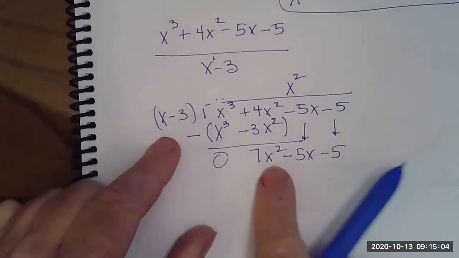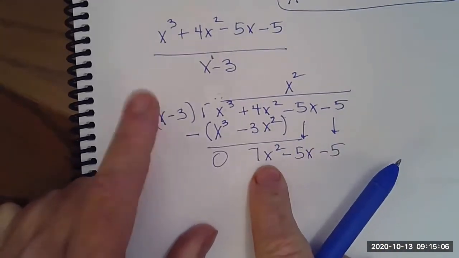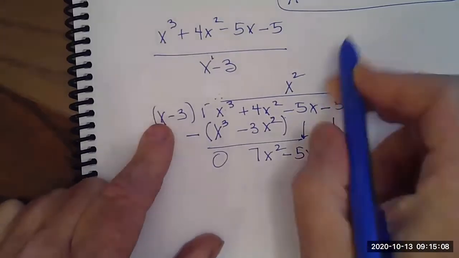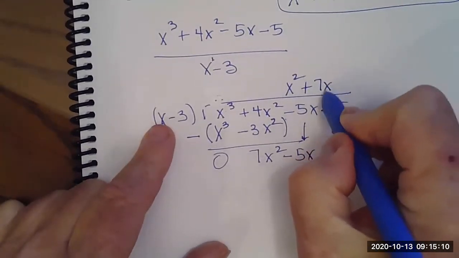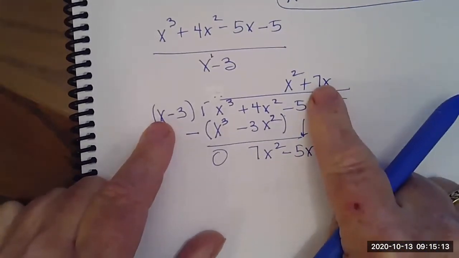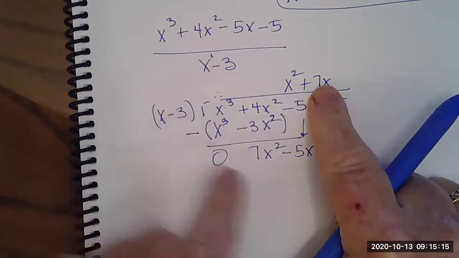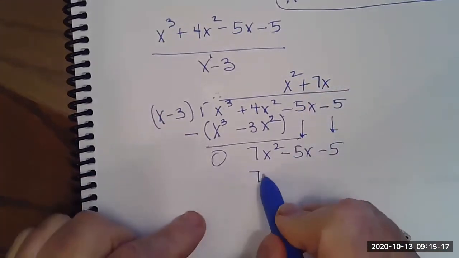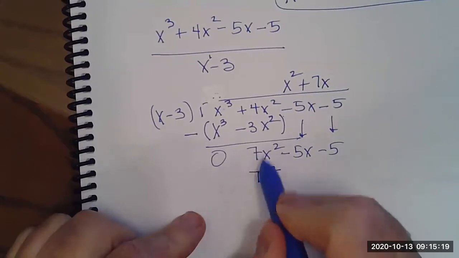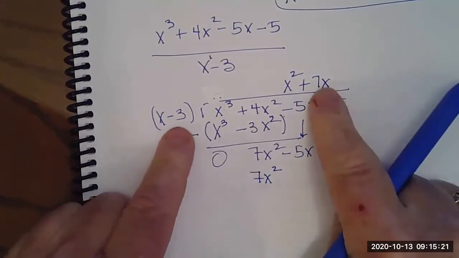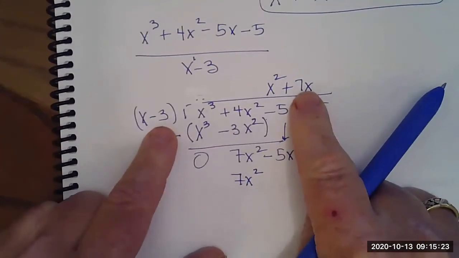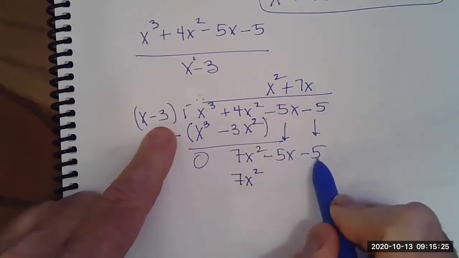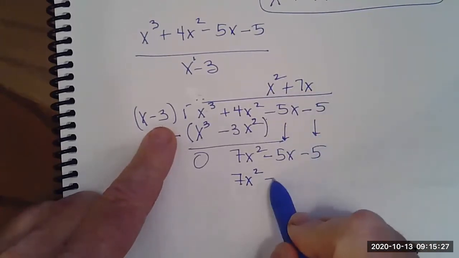Okay, I want to match up the 7x squared with an x. So how about a plus 7x? Plus 7x. So 7x times x gives me what I want to make go away. But don't forget over here, that's minus 21x. Line it up. Don't put the minus 21x over there. I would do it here.